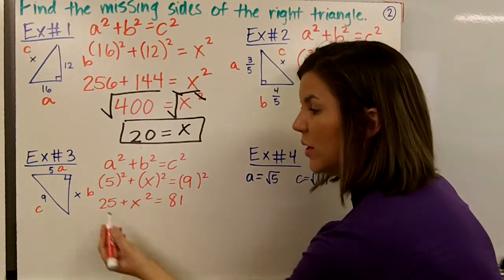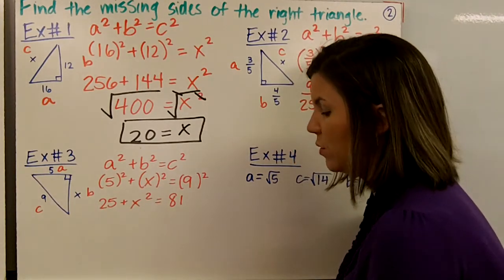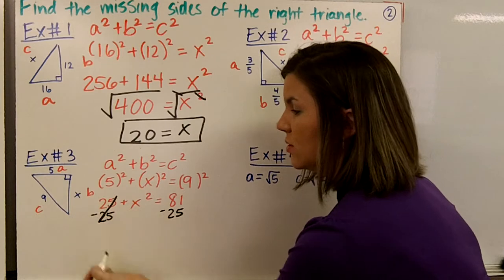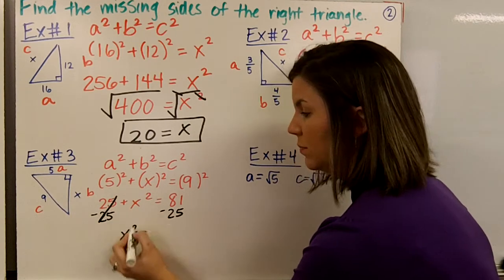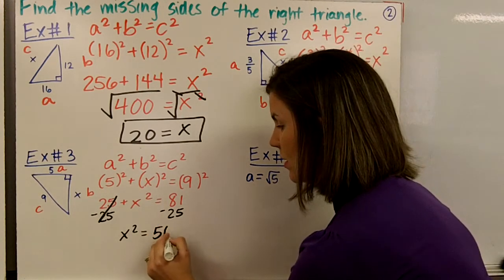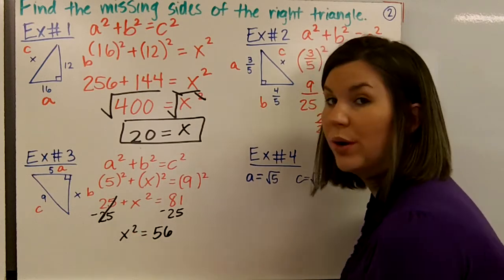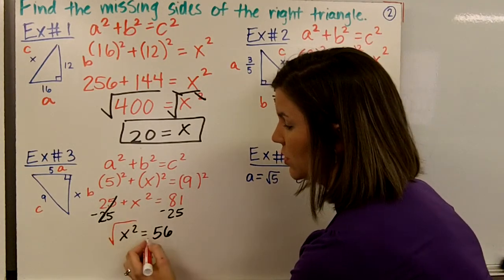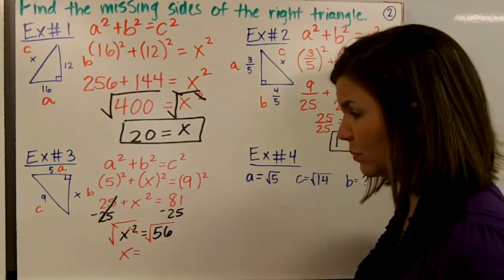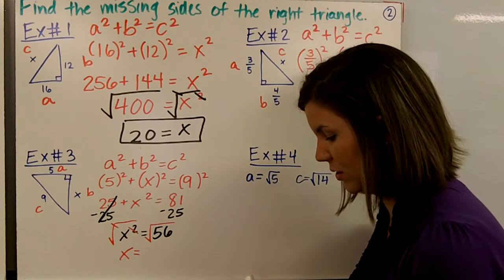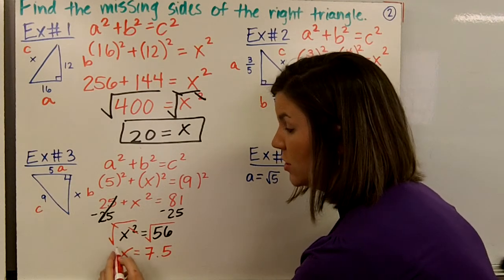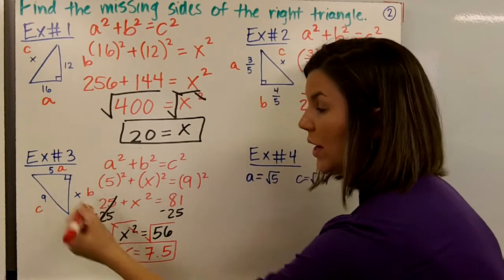We want to solve for X squared. So this is a positive 25. So we are going to subtract 25 from both sides. These will cancel. So X squared carries down. 81 minus 25 is 56. And now we're going to need to take the square root because we want to get rid of this power of 2. So the square root of both sides gives us X equals, and we're going to round to 1 decimal place, so to the 10th place. And we get 7.5. So B is 7.5, or X is 7.5.